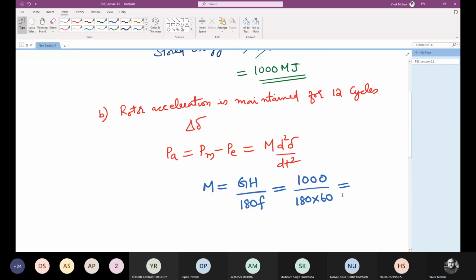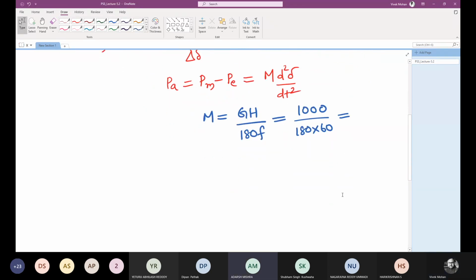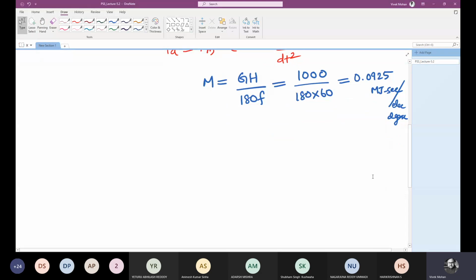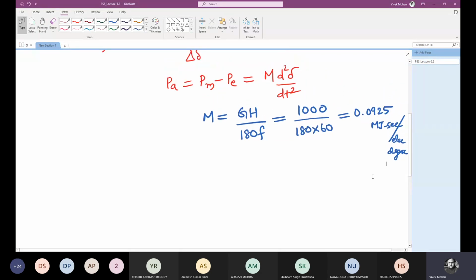Can somebody find the value? 0.0925. You check whether it is 5 by 54; I am getting 5 by 54. So M is 0.0925 megajoules second per electrical degree. Now your M d squared del by dt squared equals PM minus PE.